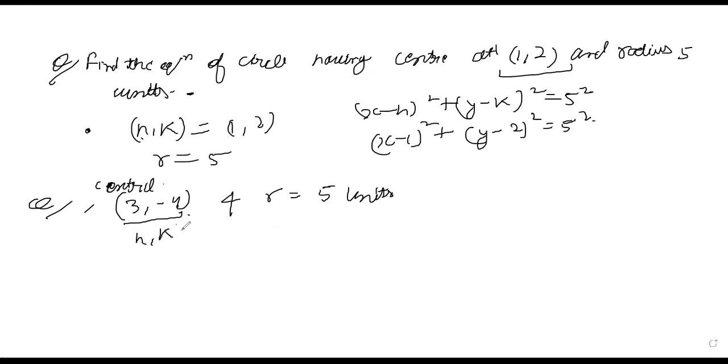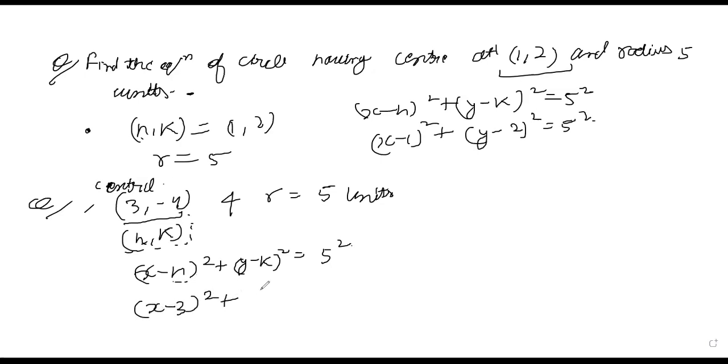Yes, these are h comma k. We know that center coordinates are denoted as h comma k. So in the equation, x minus h whole square plus y minus k whole square equals r square, let r be given as 5. So what will we put in place of h? We will put 3. Yes, 3. x minus 3 whole square.